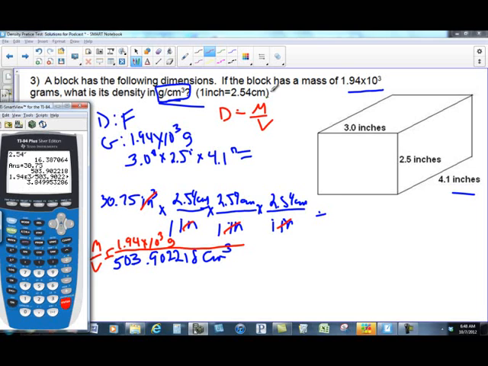Now it looks like 3 sig figs, right? So it's 3.85 grams per centimeter cubed.